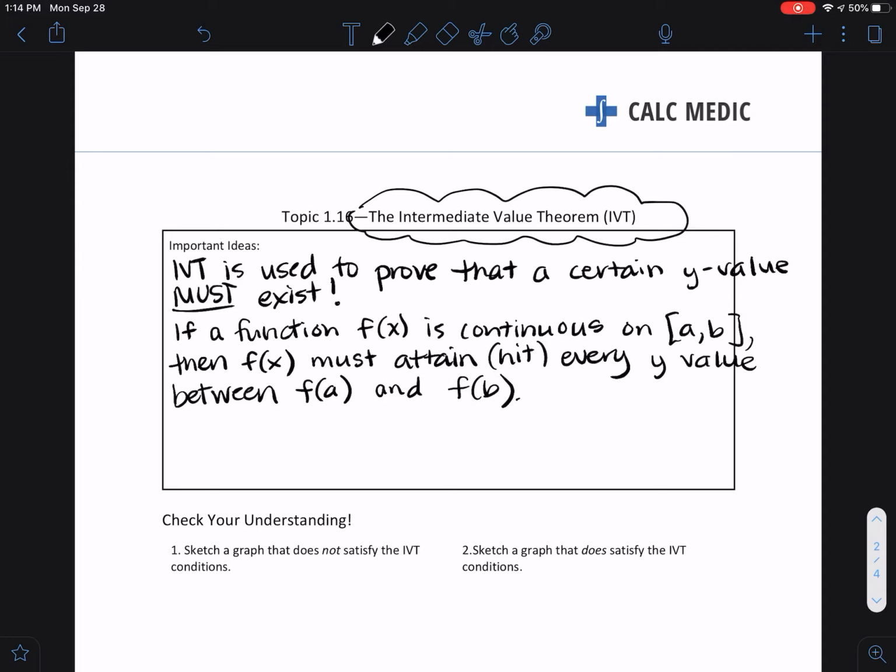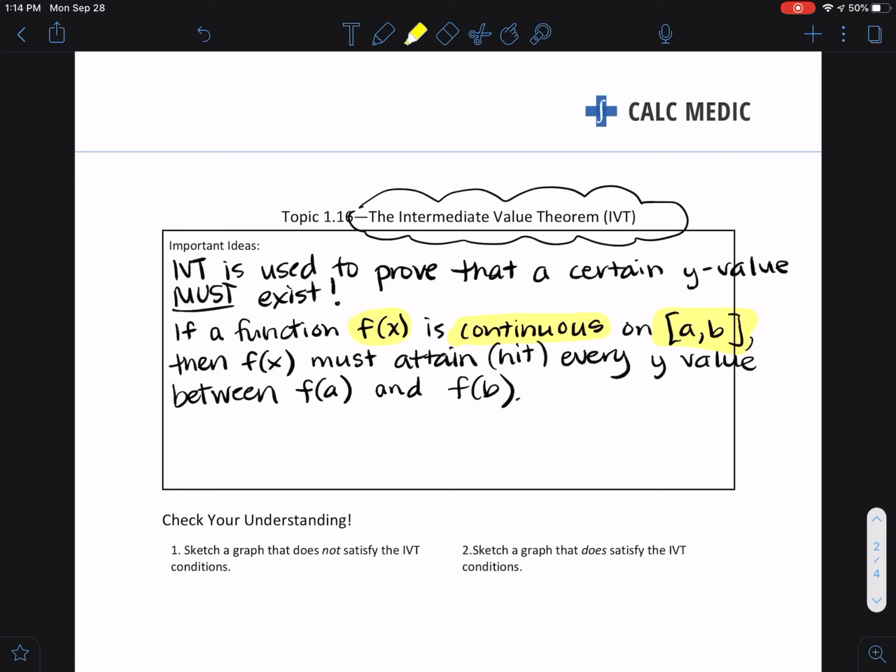Whenever you're doing a question that involves the IVT, you have to make sure that you always tell me what function you're talking about. Remember, we can never say the function. We have to specify which one. And you have to tell me that it's continuous on this interval. Those are the three conditions that have to play out.